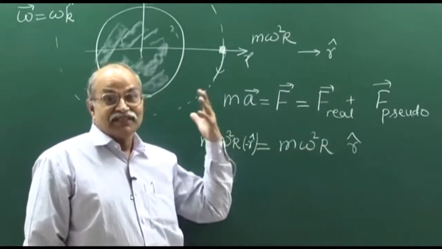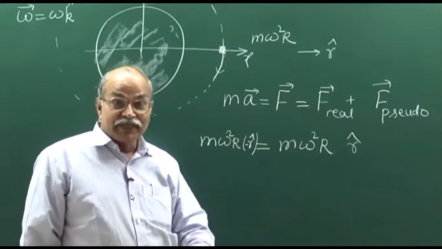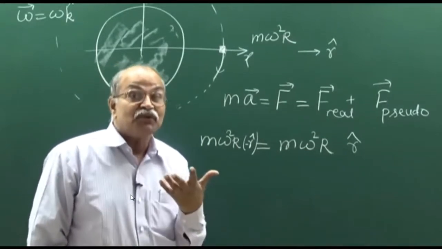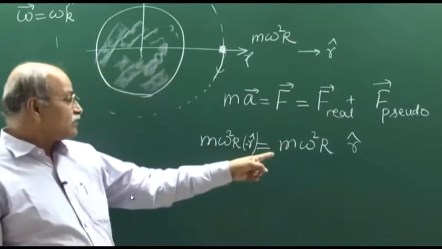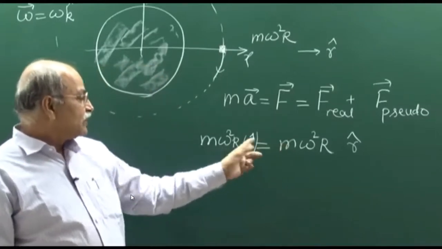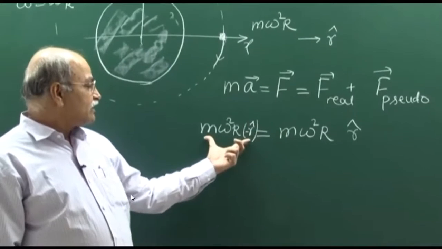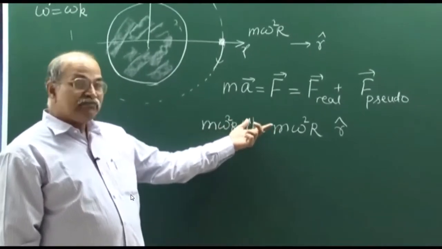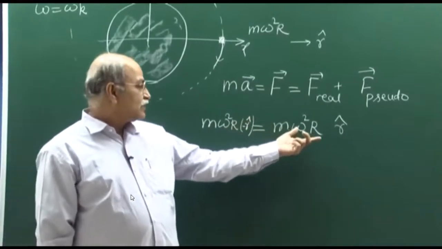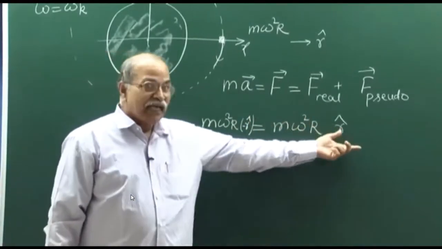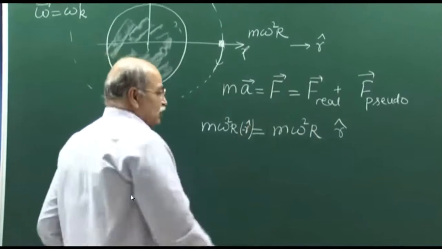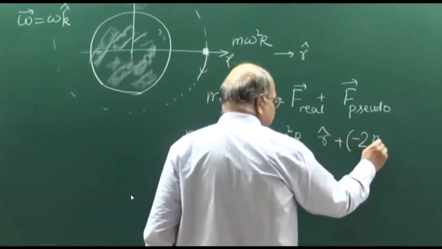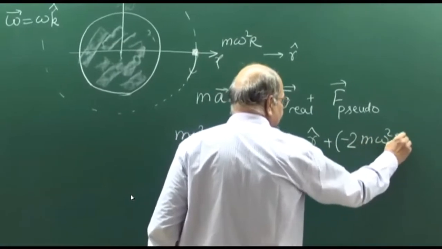So, that means in a rotating frame, together with centrifugal force, we need some more forces, some more pseudo forces. And how much should that be? If I am to get this m into omega square r in minus r cap direction, and here it is m omega square r in r cap direction, what I should have? I should have yet another force, which is minus 2 times m omega square r cap.